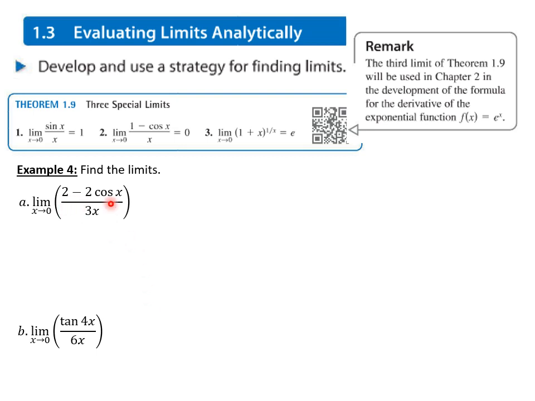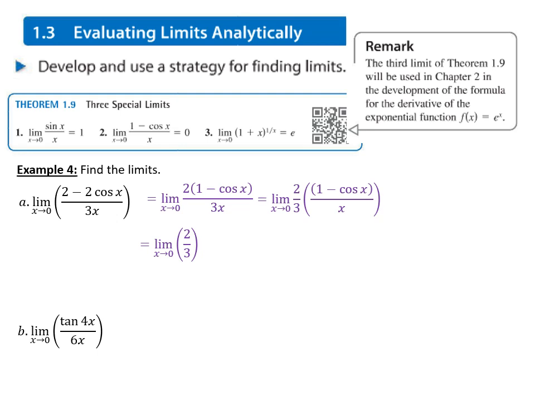Notice I've got a cosine of x, 2 minus 2 cosine of x. So I need to see if I can't get this. So I start with, I can factor out a 2 on that top. And I can pull the 2/3 out, so the 2 on top and the 3 on bottom. Now I've got 1 minus cosine of x over x. Remember, the limit of a product is the product of their limits. So I can take the limit as x approaches 0 of 2/3 times the limit as x approaches 0 of 1 minus cosine x over x. Limit as x approaches 0 of 2/3 is 2/3. The limit as x approaches 0 of 1 minus cosine of x over x is 0. So the whole thing is 0.